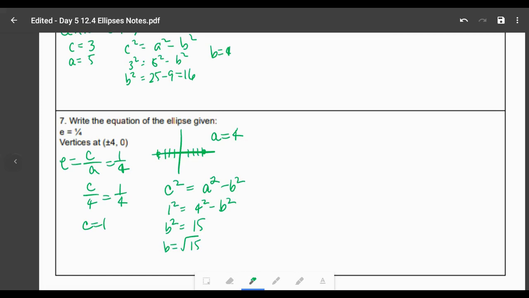All right, since my vertices are the endpoints of the major axis, the center has to be right in the middle of those 2 points, so the center has to be at 0, 0. All right, so I know it's just going to be plain old x squared and y squared equals 1. And I know that the a squared has to go in the horizontal direction, so that would be 4 squared or 16. And then the root 15 squared would give me 15.